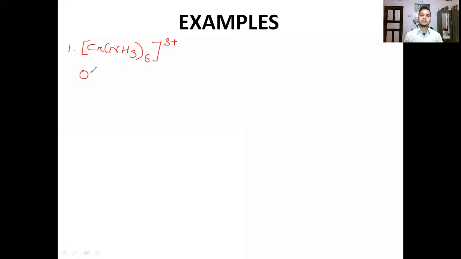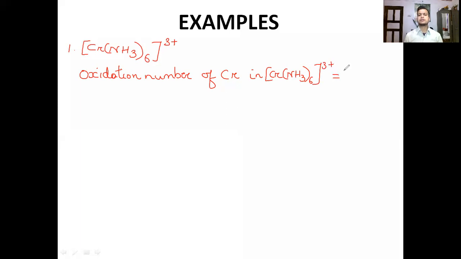The first step is the oxidation number of Cr, that is the central metal, in Cr(NH3)6 3+. So how much will it be? If you try to find out the oxidation state, you will get it as +3.